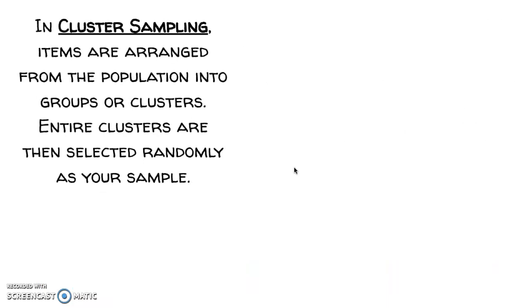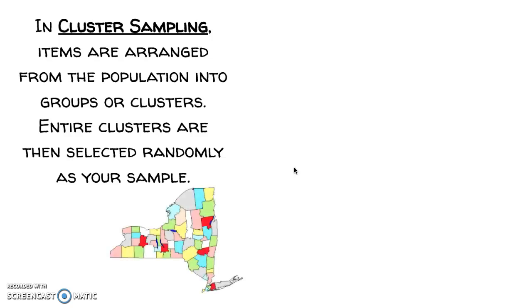The next type of sampling method you'll come across is what's known as cluster sampling. In cluster sampling, items from the population are arranged into groups or clusters. So kind of similar to what we saw with stratified sampling, but now entire clusters are randomly selected as our sample. So instead of randomly selecting members from each group, we're actually going to take the entire group to be part of our sample.